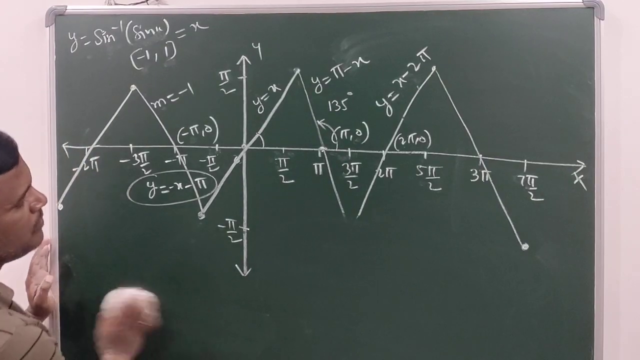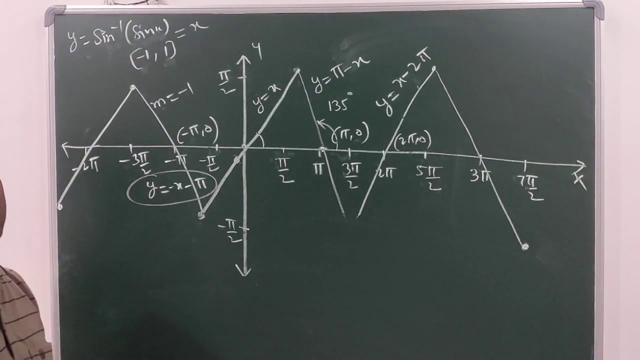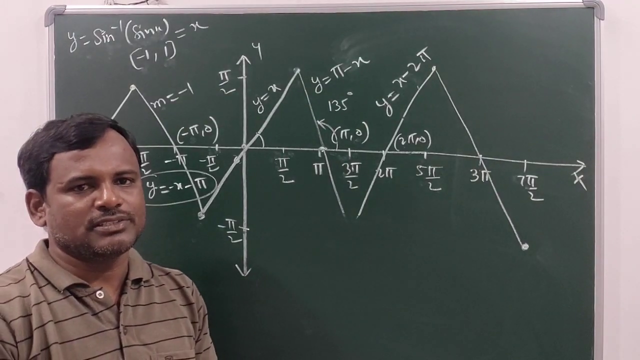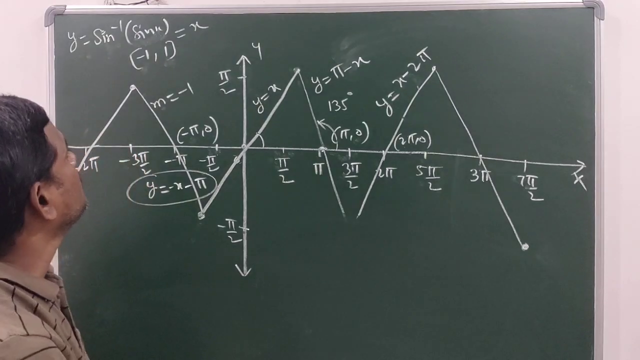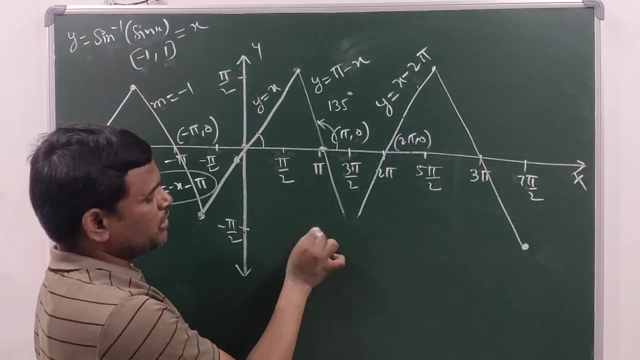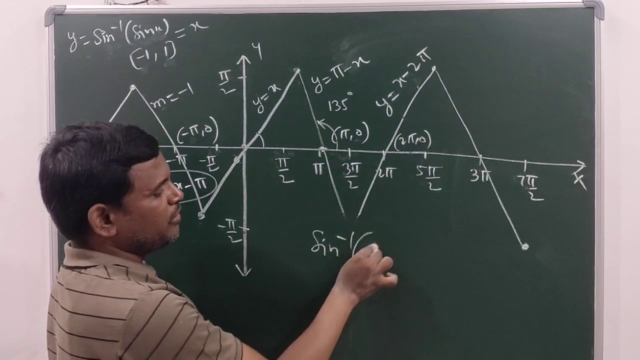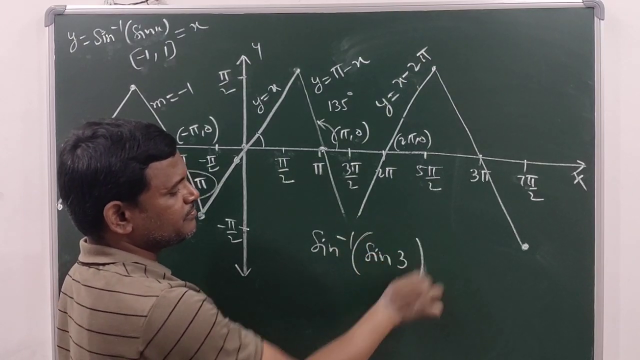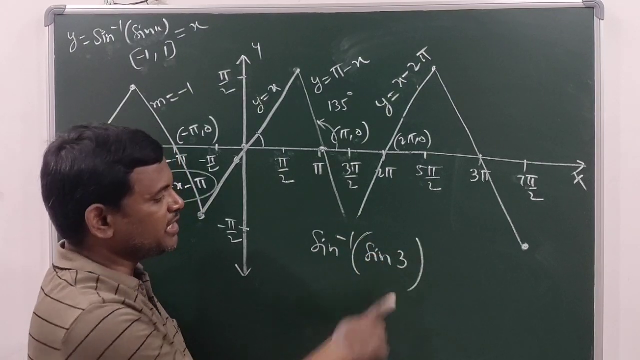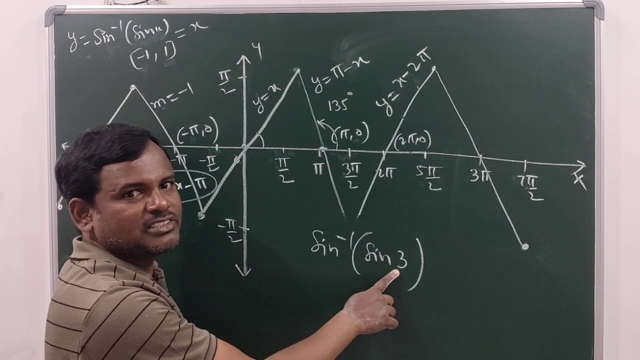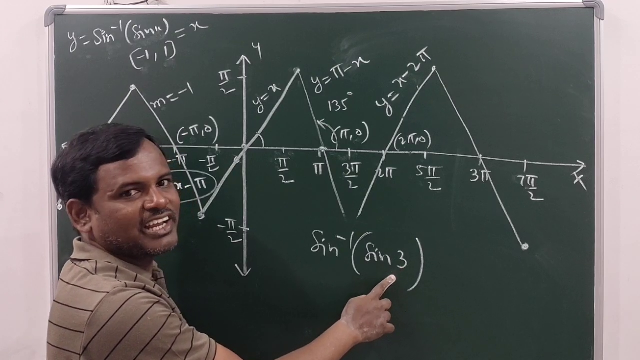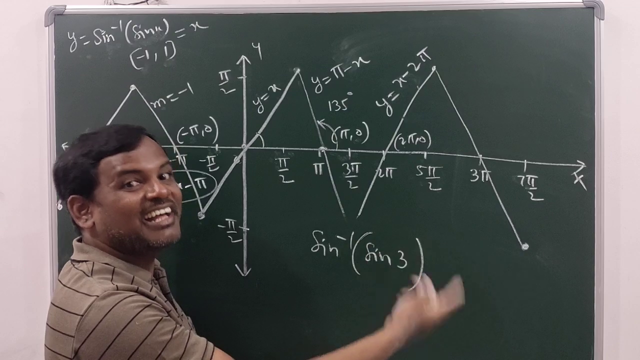Right. Now let us go to cos inverse of cos x. Okay, students? Sometimes you see that in the same question they will give you like this: sine inverse of sine 3. Sine inverse of sine 3. When 3 is given, what you have to understand about this 3? 3 is there in radian measure.